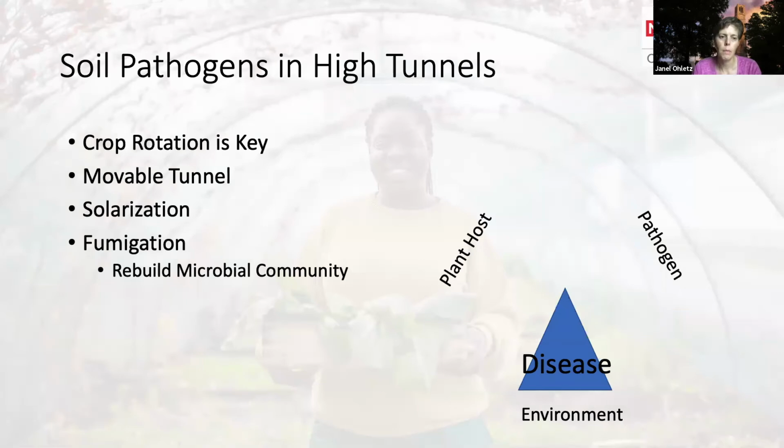And so this can happen by, of course, crop rotation, as I've said before. Perhaps you put in a movable high tunnel, and now you can move to a different location, you're on a different soil, and that is another way to work with that. Solarization by heating up the soil. And lastly, through fumigation, but also being cognizant that after you fumigate, you need to do practices to rebuild that microbial community back up because you have now disturbed it completely.